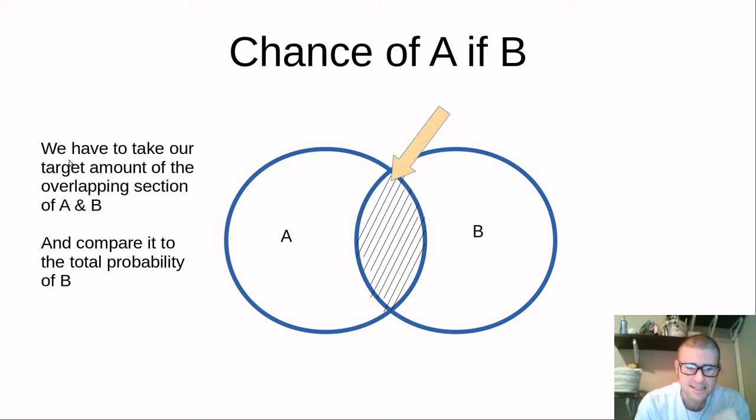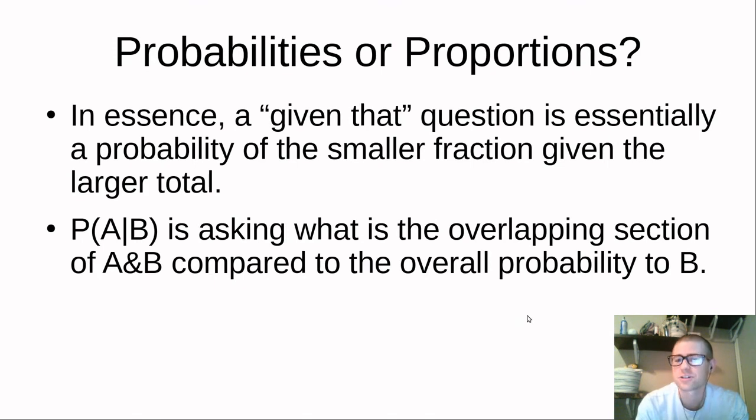And what it's asking is we're going to take this target amount and divide it by the total probability that this event is occurring. You can think of this as a fraction or a proportion. So in essence, a "given that" question is a probability of the smaller, more unlikely event happening, given the larger total event. You could ask it around in a different way, rearrange things, but that's usually how it's asked.